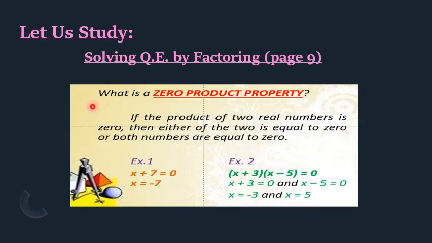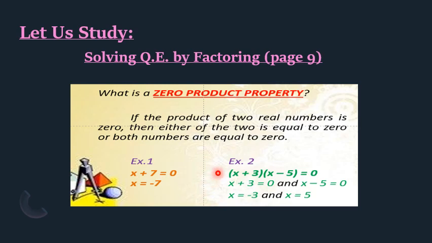So, what is a zero product property? The definition is, if the product of two real numbers is 0, then either of the two is equal to 0 or both numbers are equal to 0. So, example number 1. Kung x plus 7 is equals to 0, makuha nato ang answer na x is equals to negative 7. Kay nag-subtract man tag 7 diri, diri nag-subtract man tag 7. So, makuha nato x is equals to negative 7.